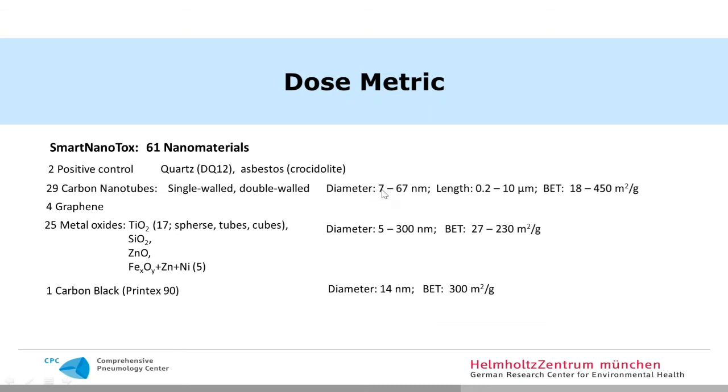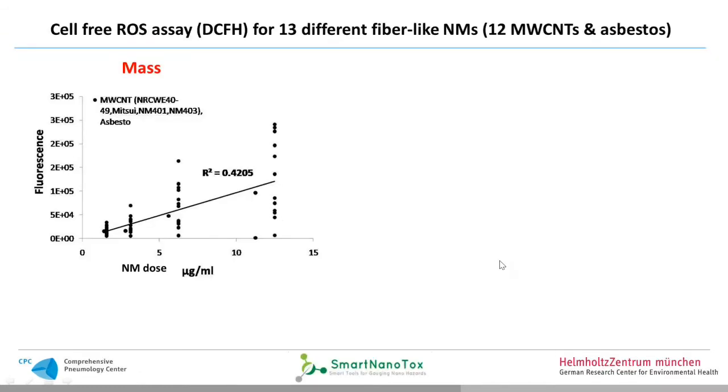So carbon nanotubes from 7 to almost 70 nanometers in diameter, length from 0.2 to 10 micron, BET surface area quite variable, and the same for the spherical particles. So we try to have a broad scale of materials and to study what's happening.